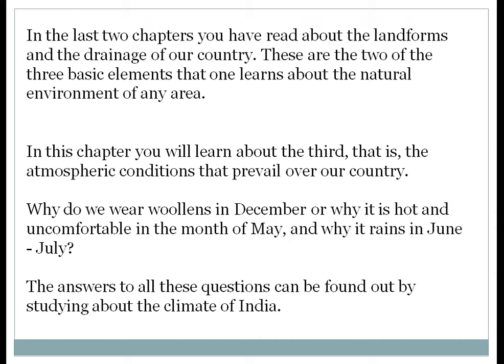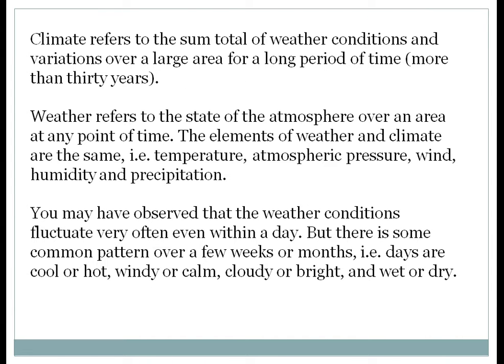Every area has a different atmospheric condition. Every month has a different atmospheric condition. Next, we are going to see about weather and climate. So what is climate? Climate refers to the sum total of weather conditions and variations over a large area for a long period of time, and the period is more than 30 years.